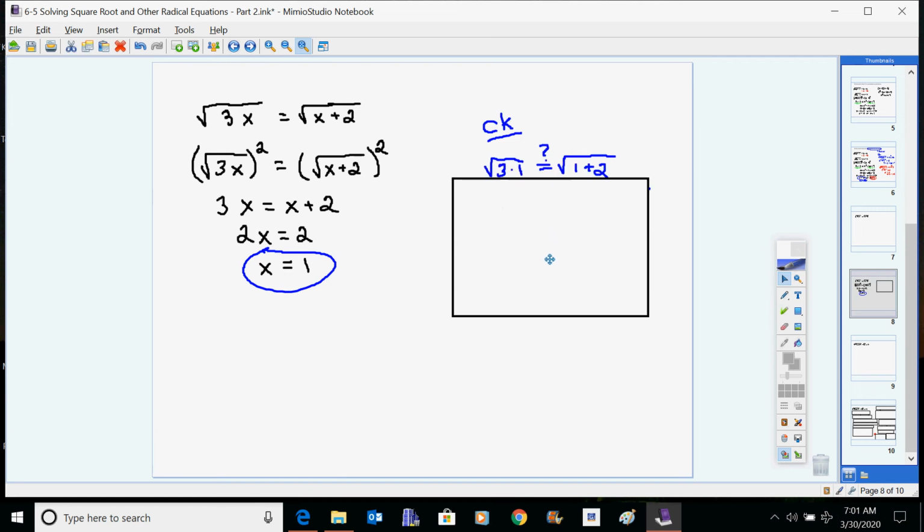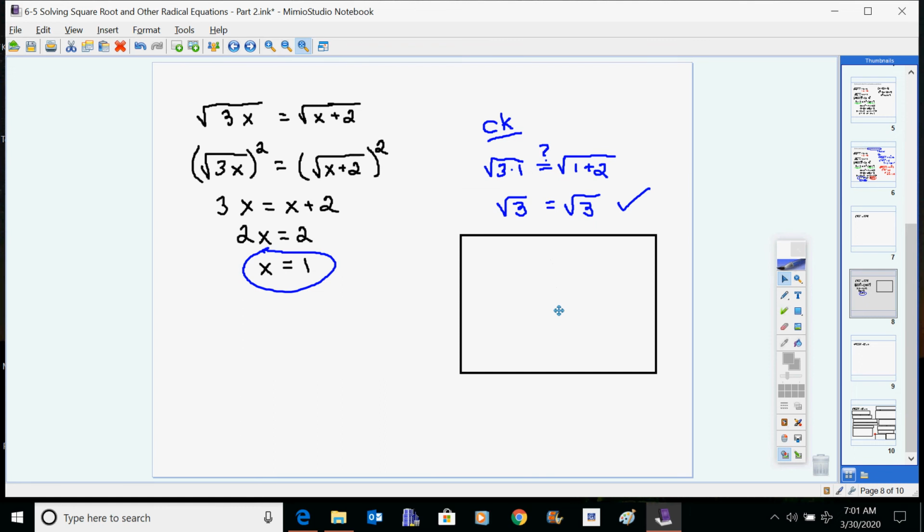So we plug it back in. And this one, even though we didn't bother to simplify the square root of 3, the square root of 3 does equal the square root of 3. And so that one very nicely and easily is done. And the answer worked and checked out. So our answer is 1 for that problem.